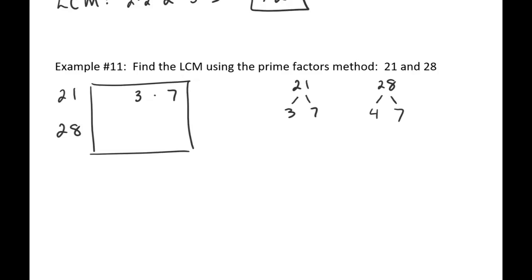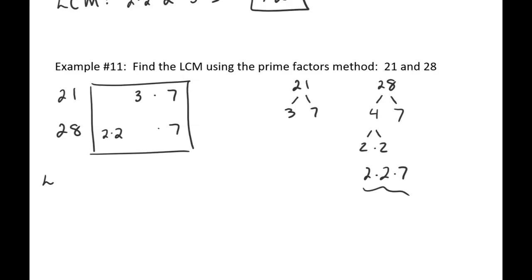4 times 7? Oh, I'm glad we're doing this example. Okay, so it's going to bring something up. So I have 2 times 2 times 7 for 28. You can always check this by multiplying it back together, and you should get 28. Okay, so I have two 2's and the 7. I didn't have any 3's in the 28, but that's okay.